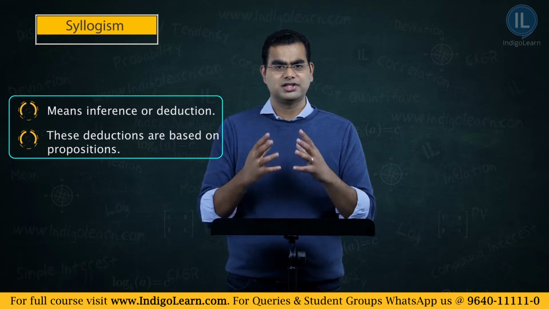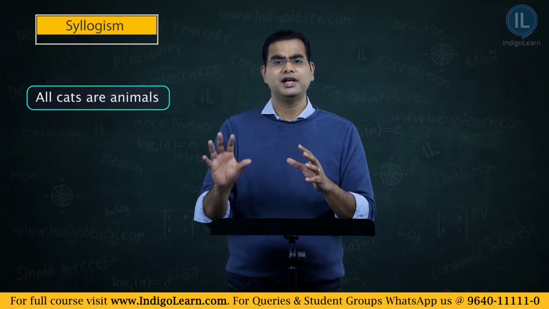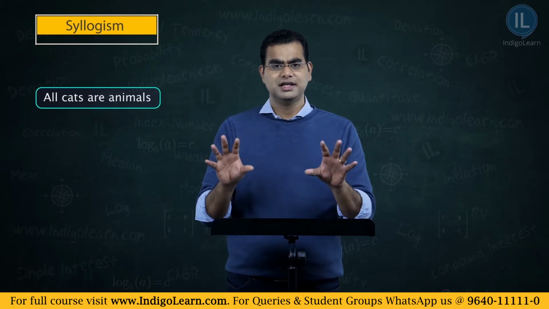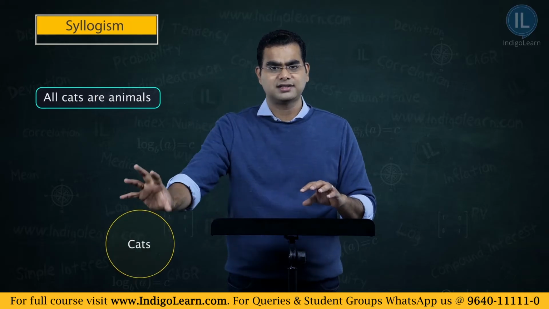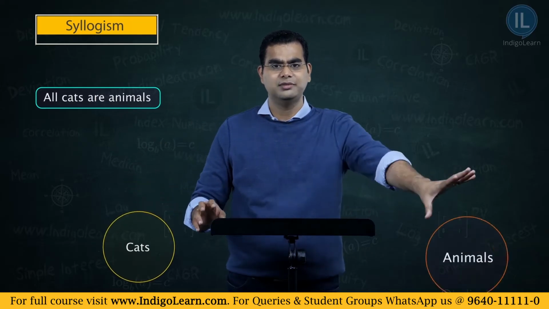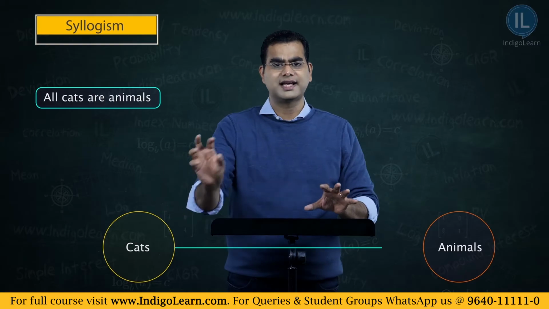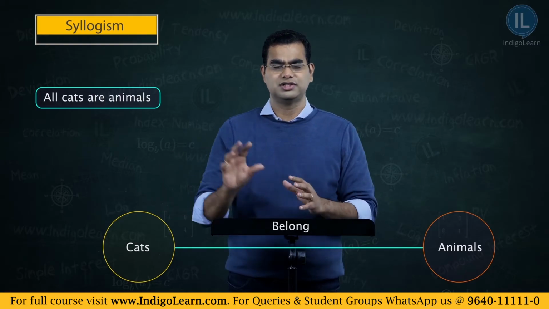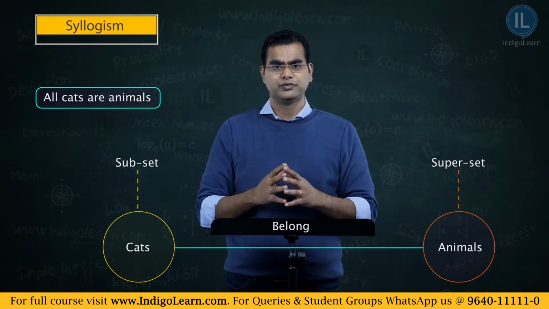Let us imagine there is a statement which is given to you, which is: all cats are animals. This is a statement which says there is a set called cats, there is a set called animals, and all these cats belong to this group called animals. So, this is a subset, this is a superset.